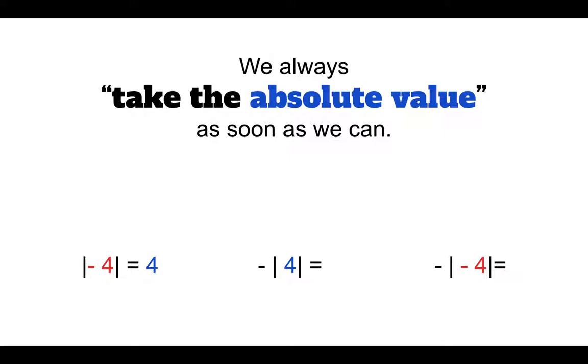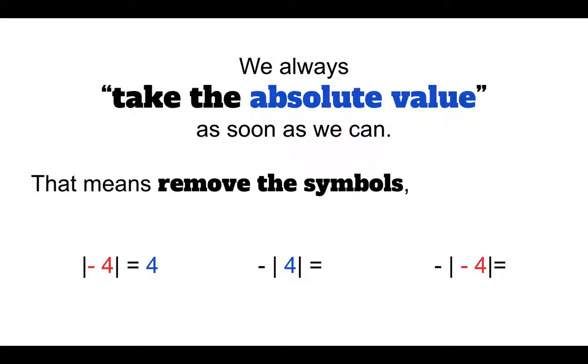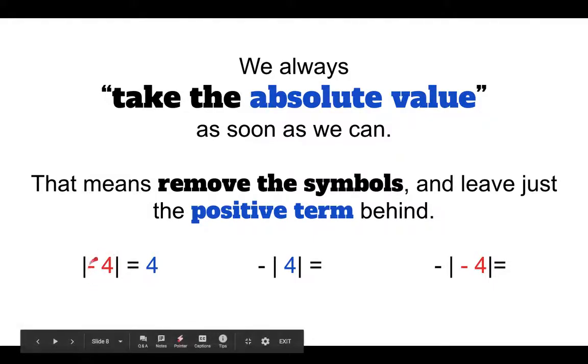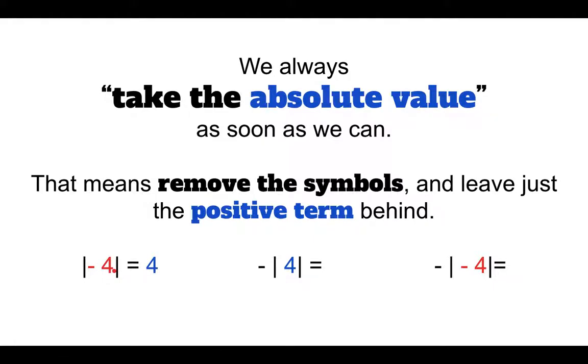So we talk about taking the absolute value. When should we take the absolute value? As soon as you can. That means when you see an absolute value with a number within it, you remove the symbols and just leave the positive term behind. So the absolute value only applies to what's inside the symbols. You have to keep everything that's outside the symbols even after you remove them.